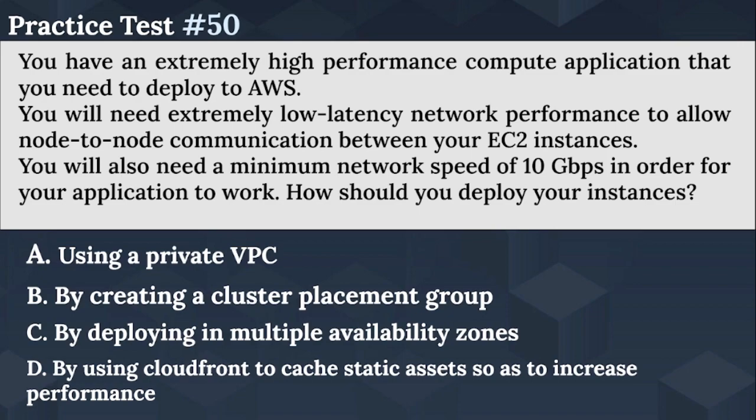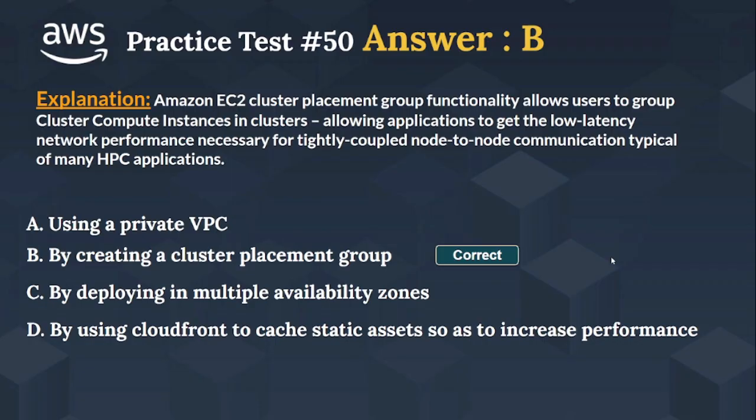So the right answer is option B, by creating a cluster placement group. Amazon EC2 cluster placement group functionality allows users to group cluster compute instances in clusters, allowing applications to get the low latency network performance necessary for tightly coupled node-to-node communication typical of many HPC applications.